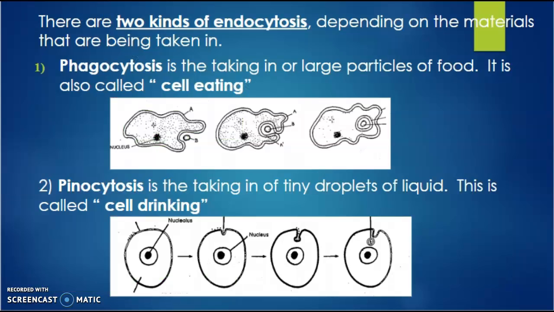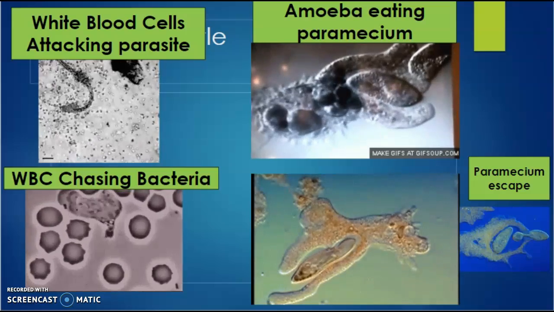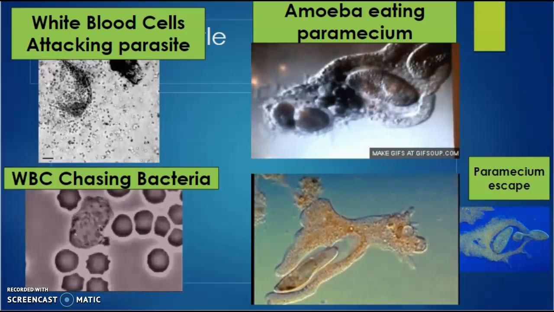There are two types of endocytosis. One is called phagocytosis, so that's where the cell is eating, and that's going to be large food particles coming into the cell. Pinocytosis is the cell is drinking, so that's tiny droplets of liquid coming into the cell. So phagocytosis, you can think food. Pinocytosis is water or liquid droplets.